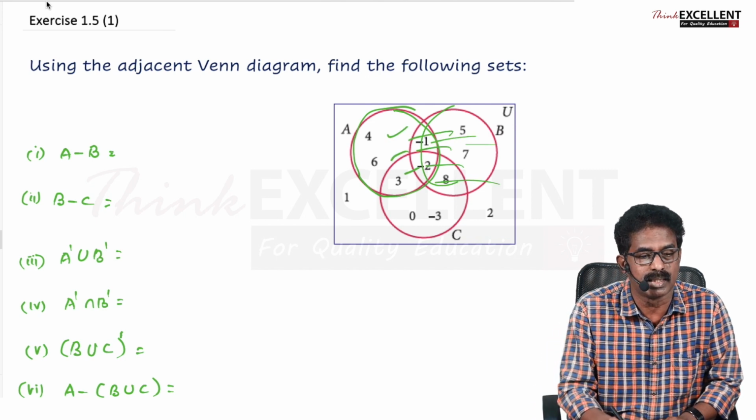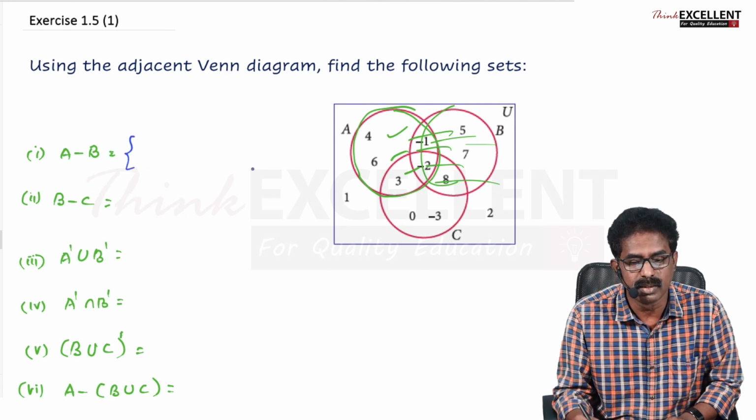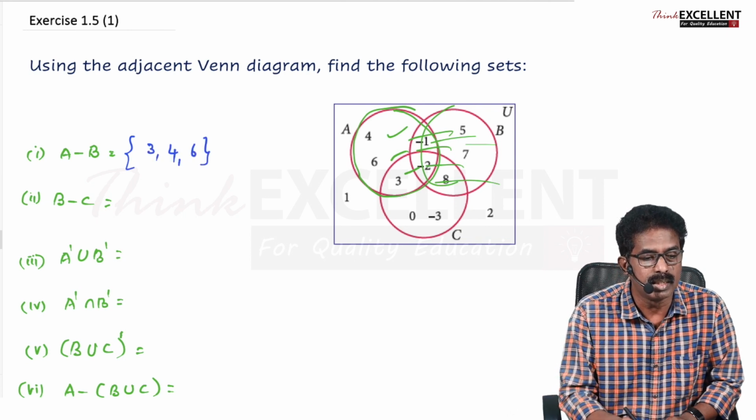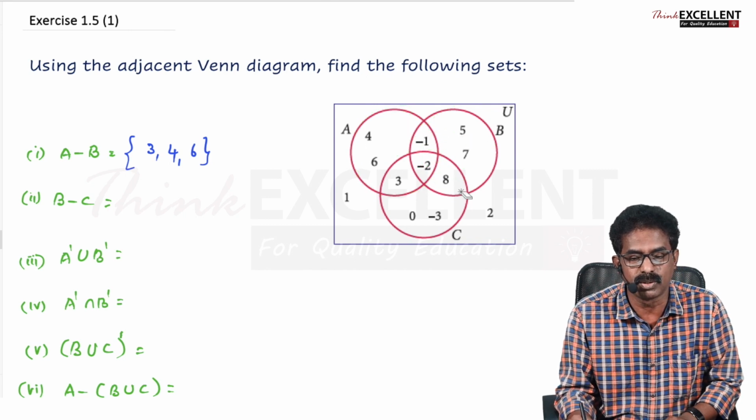So what is your answer then? Your answer is 4, 6, 3. Write in order: 3, 4, 6. Okay, so 3, 4, 6. So this is A difference B, A minus B. Okay, now next question you try.